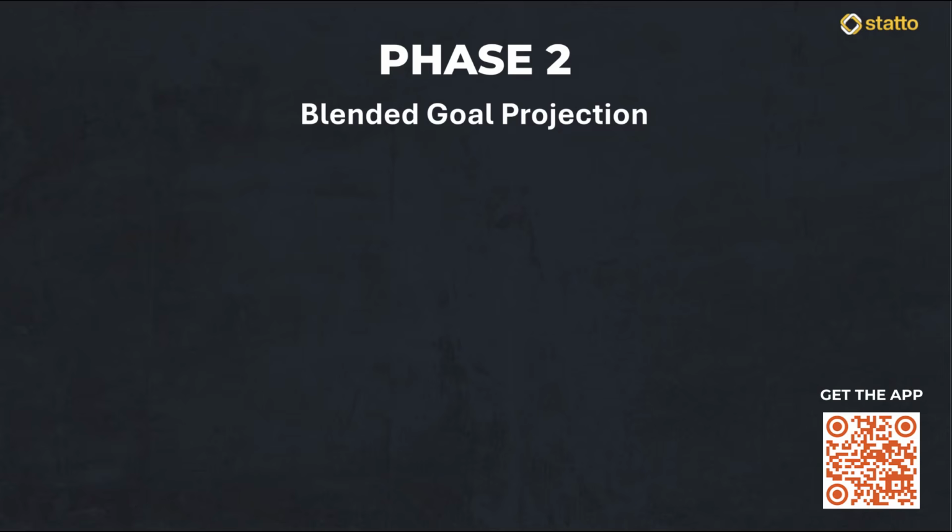Moving on, and once we have that data, we move into phase 2, which is where we project the expected goals per team. This is where we turn raw history into a future prediction using a blended formula.